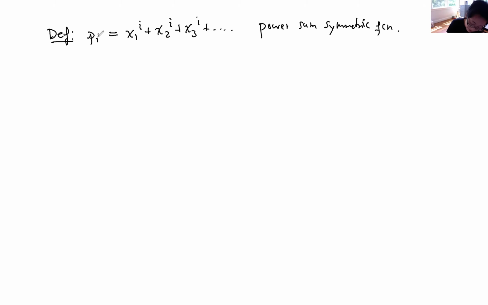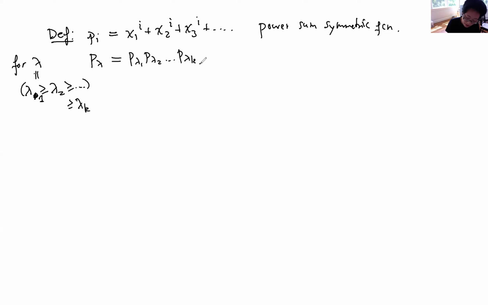And now having defined p sub i for all non-negative integers i, let me define p sub lambda. So if lambda is a partition, lambda 1 through lambda k, and so on, p sub lambda is by definition the product p lambda 1, p lambda 2, sorry, this is finite, p lambda k. So then recall again that the p lambdas are also a basis, at least after tensoring with Q.